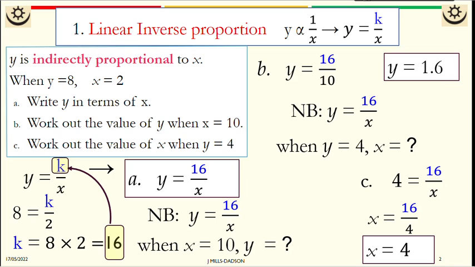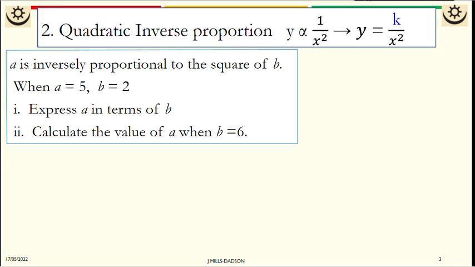If you check the change and work it out proportionally, they will be equal. It's called indirect proportion. Example 2, quadratic inverse proportion.